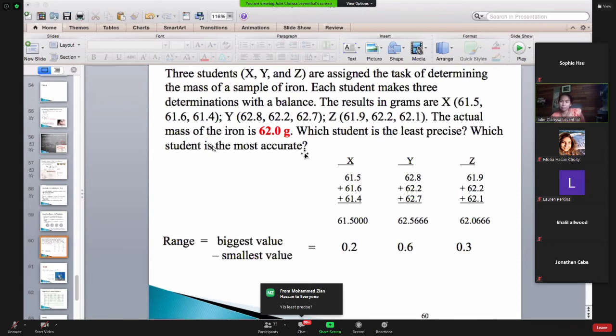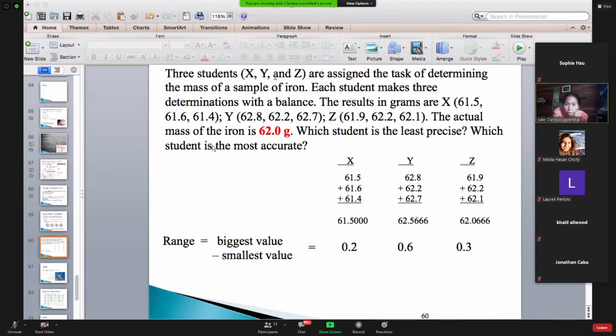Why is least precise? Okay, why Mohammed? Why do you think? How did you base your answer? The range. Very good. So what does that say then about precision? If you based it on the range, how does it say about precision then? It would mean what? What do you think?